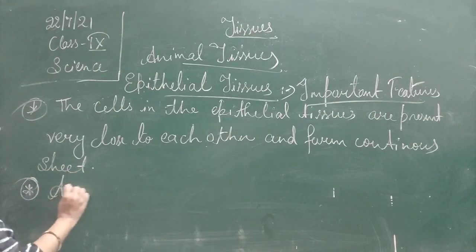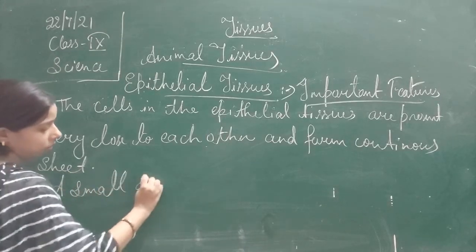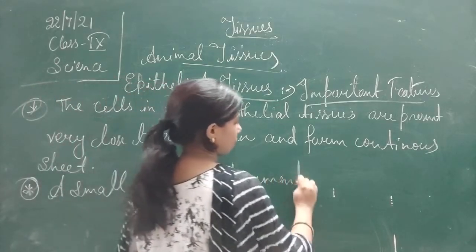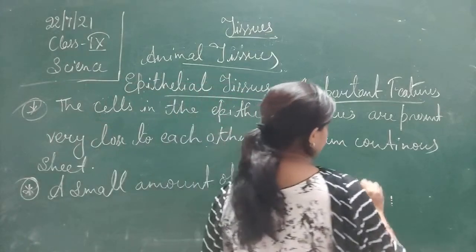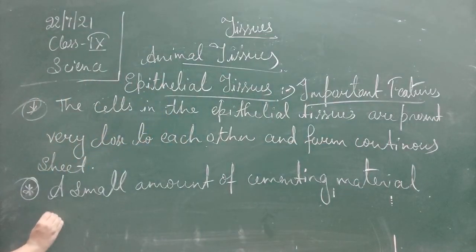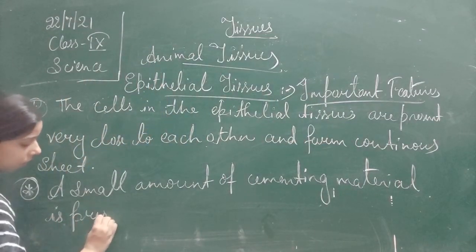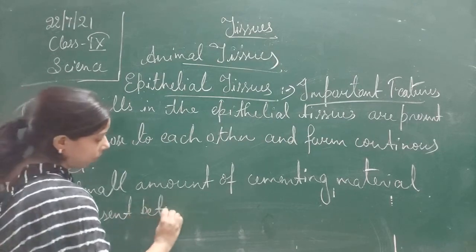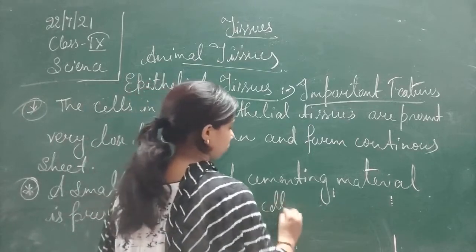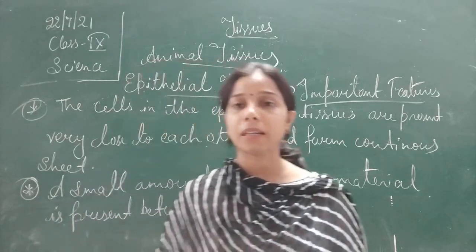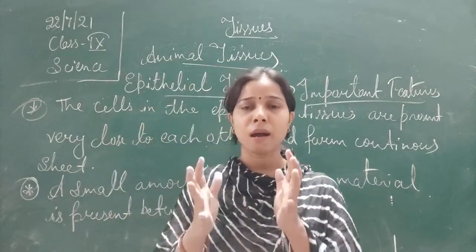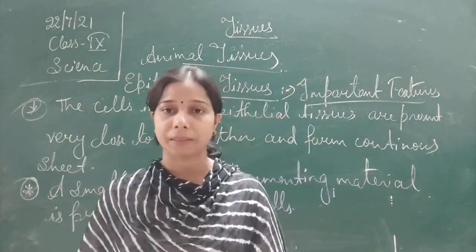Next one is, a small amount of cementing material is present between the cells. So this small amount of cementing material which is present between the cells will help in making it a highly packed continuous sheath. Okay.